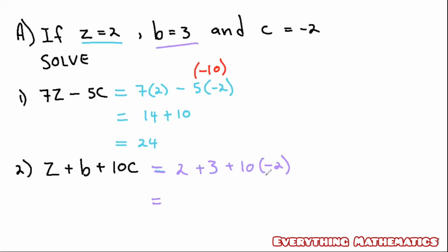Let me do the brackets first. 2 plus 3. 10 multiplied by -2, 10 times -2 is -20. A negative and a positive is a negative. So the answer here will be -20. Not the answer, but this part of the solution will be -20. And to wrap it up, 2 plus 3 is 5, and 5 minus 20 is -15. So this is our answer here.